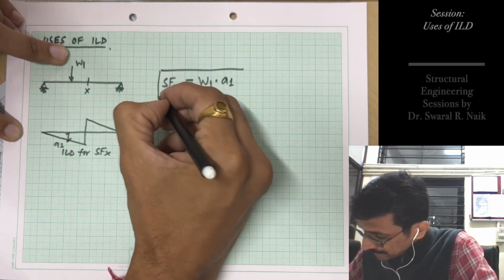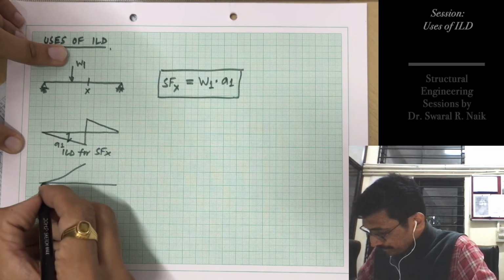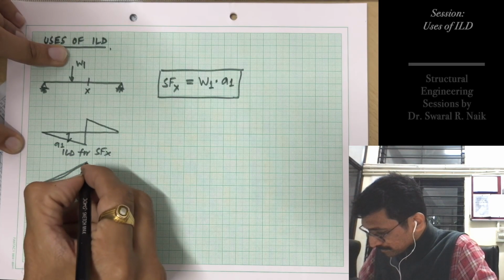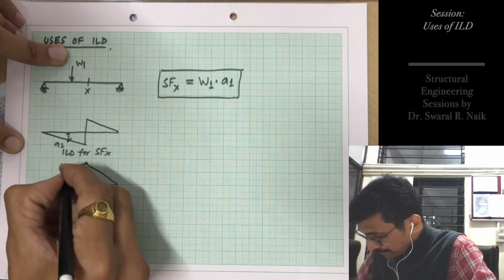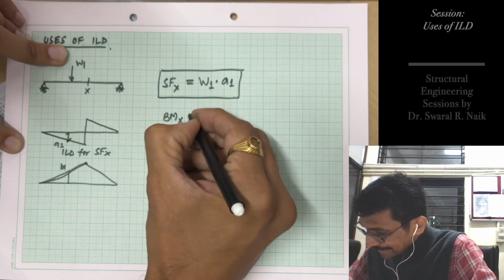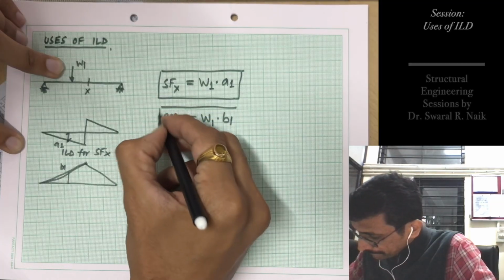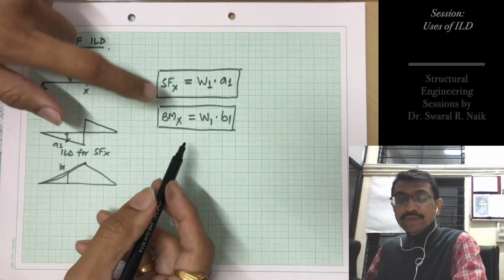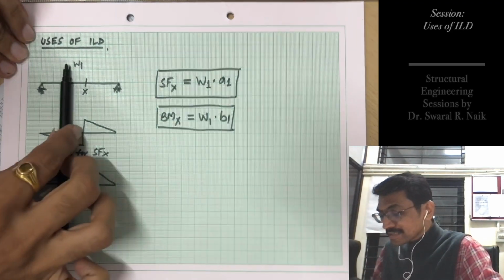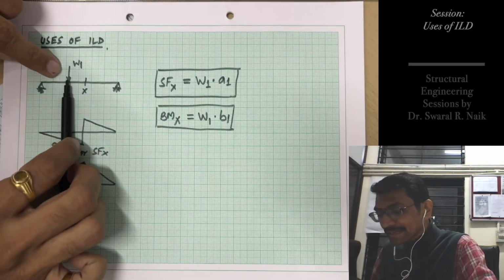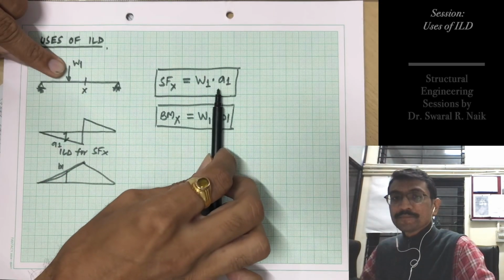So shear force will be nothing but W1 into A1. Similarly for bending, suppose we are having this W1, this is B1, so bending moment at X is nothing but W1 into B1. So this is true when the load is here. It means that when the load was moving from left to right, at some time t you photographed the load, and at that time you wanted to see what is the shear force at X, what is the BM at X. You can easily calculate this.